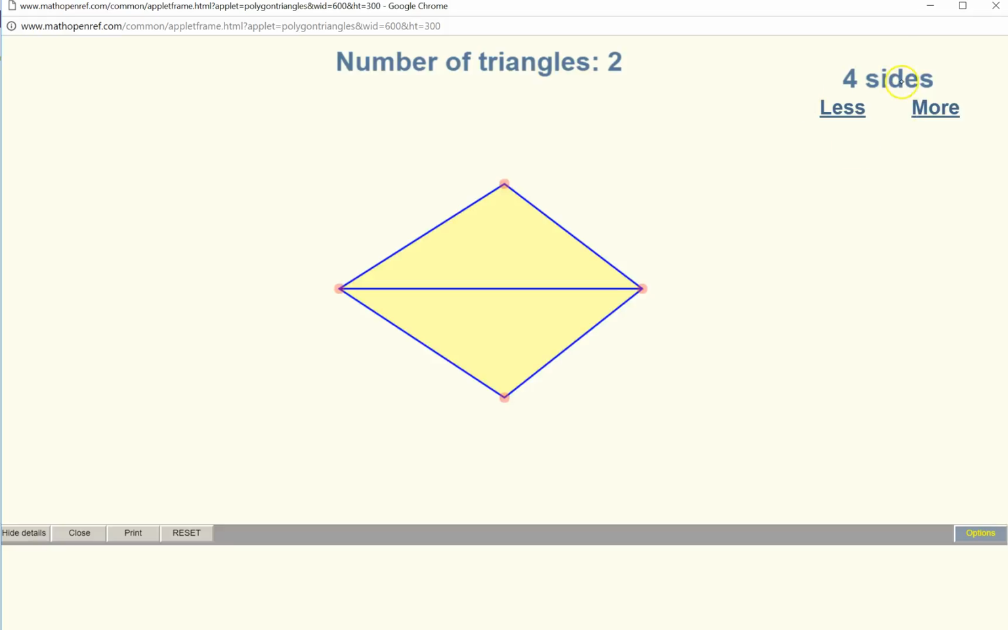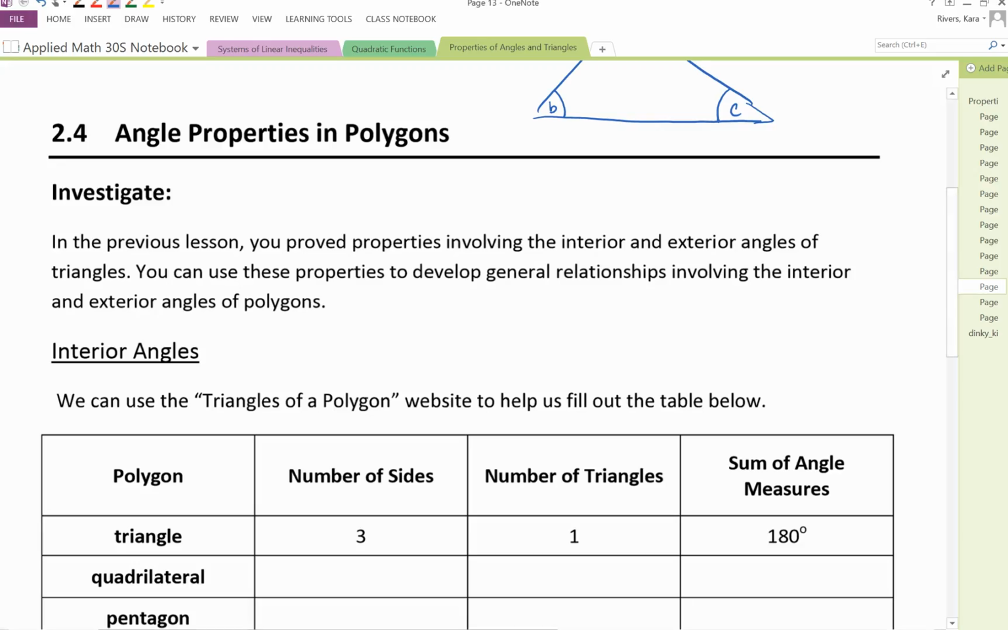So I have a 4-sided shape. That's my quadrilateral, and you can see we can cut this into 2 triangles. So I've got 2 different triangles sitting here. Let's start filling out our table here. So it's a 4-sided shape, and I've got 2 triangles. But what happens to the sum of the angle measures?